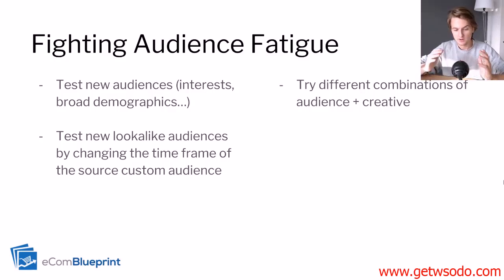Now, you can also test new lookalike audiences. This is a little trick that not that many people know about: if you change the time frame of the source custom audience, the data is going to be really different, so you're going to have a totally different lookalike audience. For example, if your add to cart lookalikes have been doing really well, and you have an add to cart in the last 30 days lookalike audience, you could also test add to cart in the last 180 days. You'd have more data, so the lookalike audience it generates would be different. And you could also test add to cart in the last 7 days if you have enough in the last 7 days.